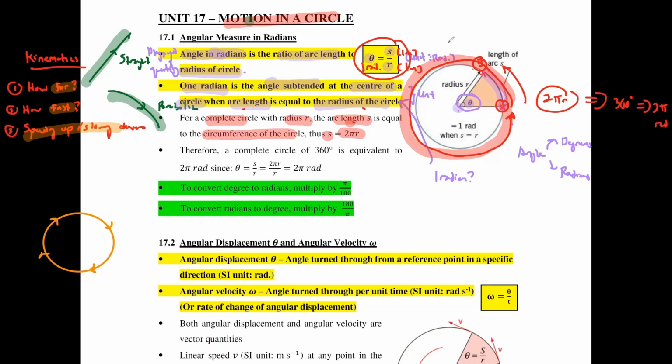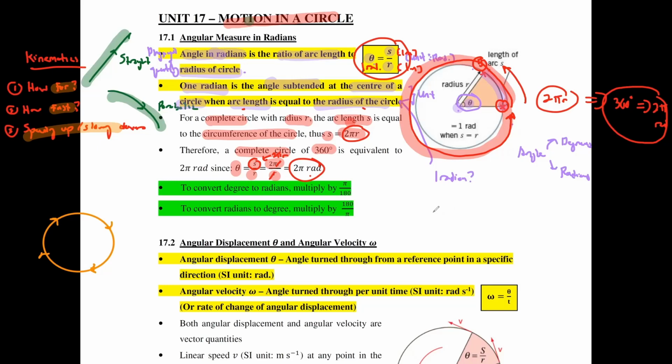How do we do this? Because, you see, we know that angle in radians is arc length divided by radius, right? When you have a full complete circle of 360 degrees, your arc length is actually the circumference of your circle. Okay, it's 2 pi r. So 2 pi r divided by r, the r will cancel each other off, eventually giving you 2 pi radians. Okay, that's why we can say that 360 degrees is actually equivalent to 2 pi radians.